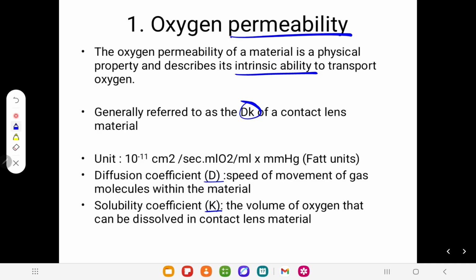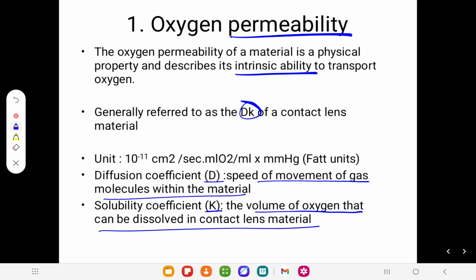D means diffusion coefficient, K means solubility coefficient. So remember these things. What do you mean by D? What do you mean by diffusion? Diffusion is speed, movement, isn't it? So basically, diffusion is the speed of movement of gas molecules within the material matrix. It's very important. Now, solubility coefficient. What do you mean by solubility coefficient? How much oxygen is soluble in a particular lens material, isn't it? So the solubility coefficient is the volume of oxygen that can be dissolved in the contact lens material. Remember, solubility coefficient K means how much oxygen dissolves in the contact lens material.